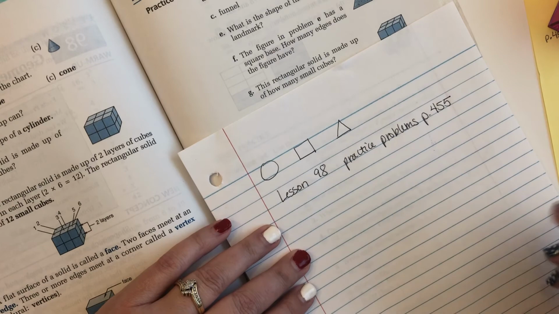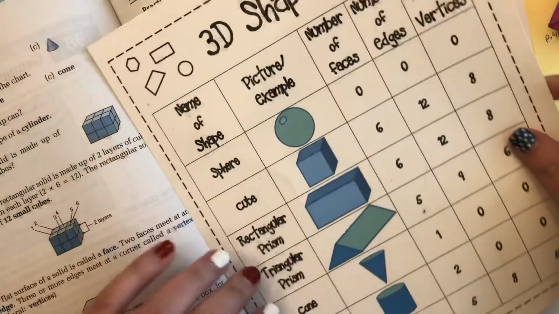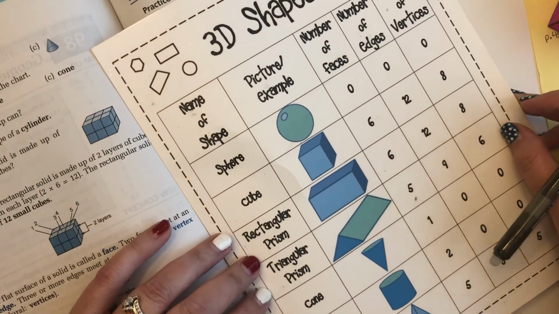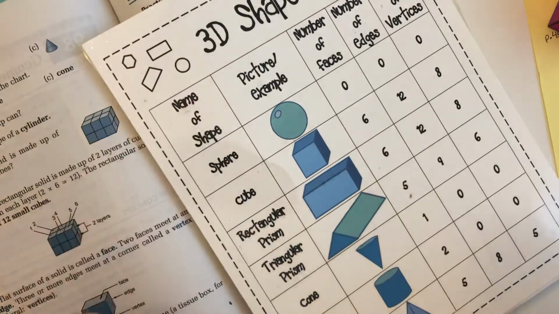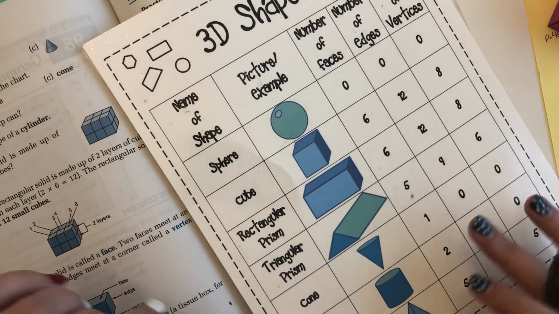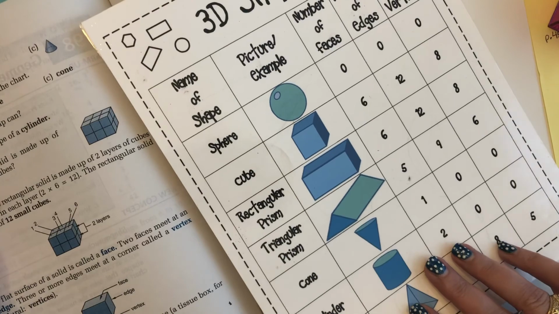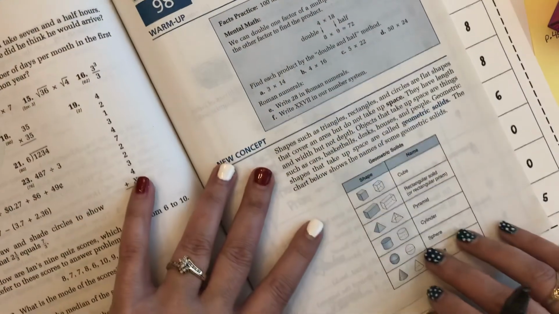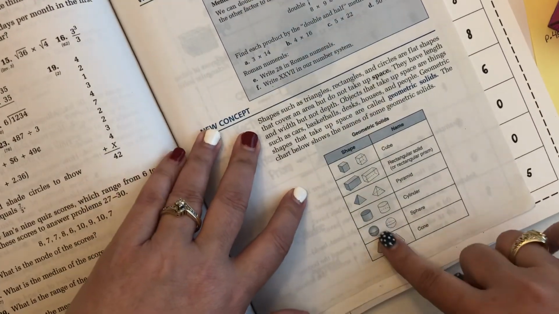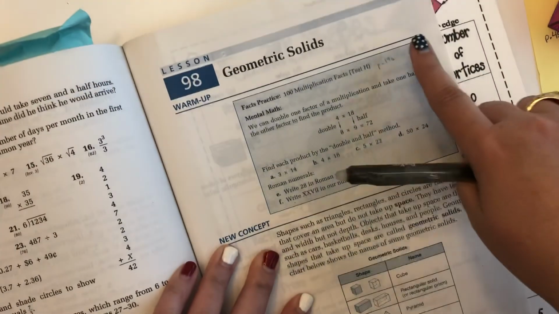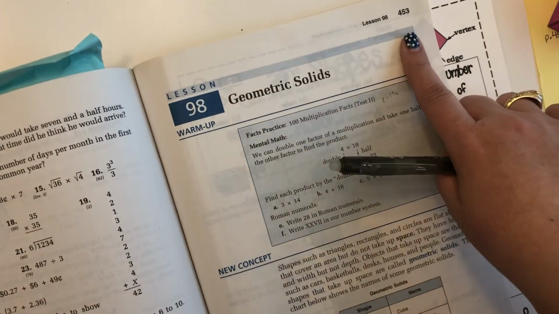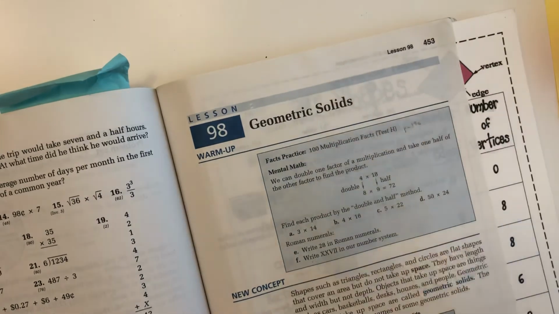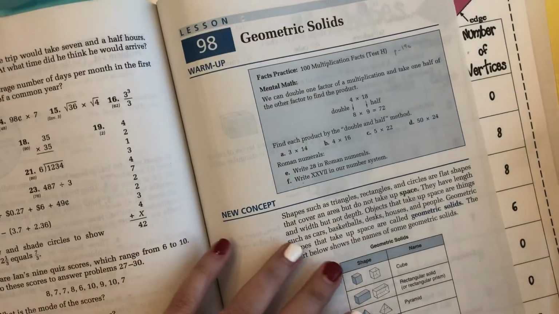Again, that 3D shape sheet, I call it a cheat sheet. I guess a reference sheet would be the proper way to call it. The 3D shapes reference sheet will be located in Google Classroom, and the proper names are located in your book on page 453. Can you see that? Okay. And so that is the end of lesson 98.